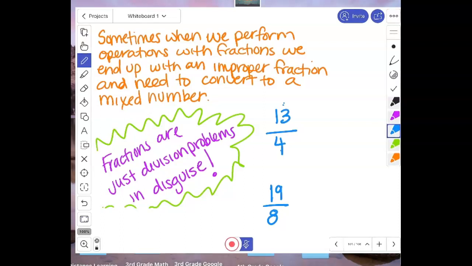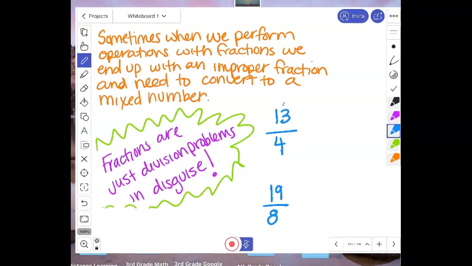You're going to be expected in 5th grade and 6th grade and so on that you report your answer in the most simplest terms, which means you need to convert it to the most simple, which would be a mixed number. So here's what you need to remember for that. Fractions are simply division problems in disguise. That's it. This is a division problem.